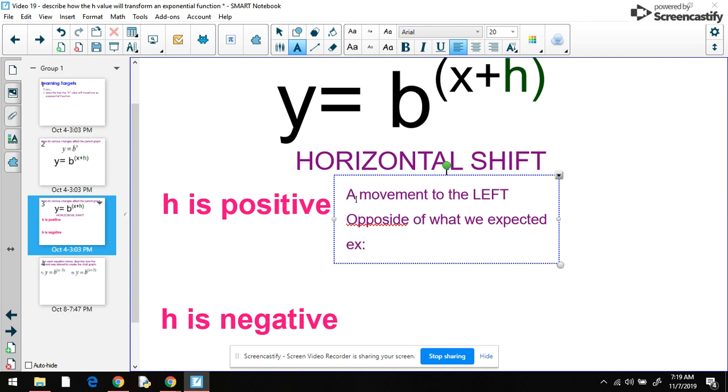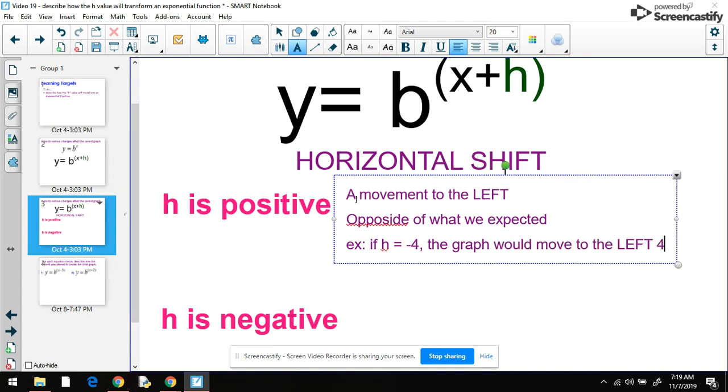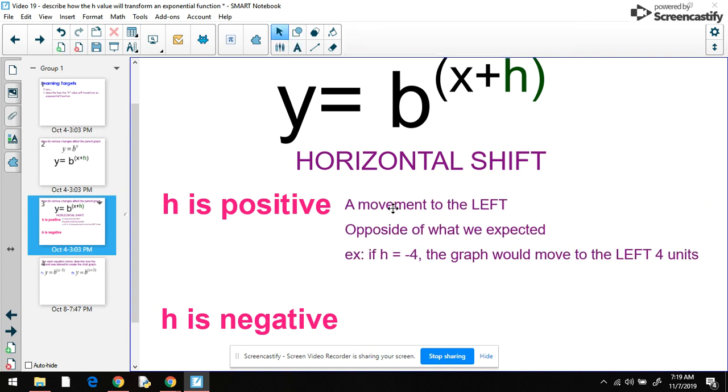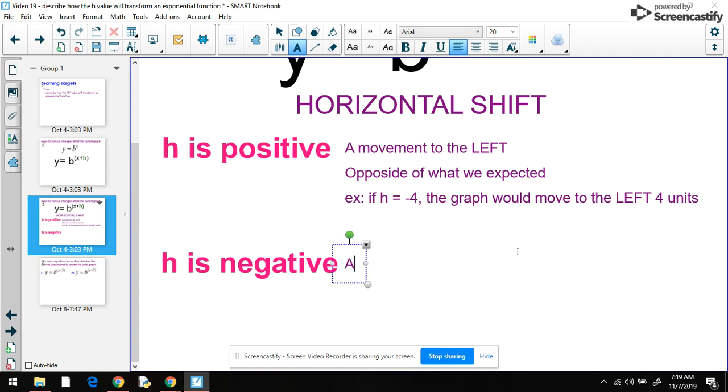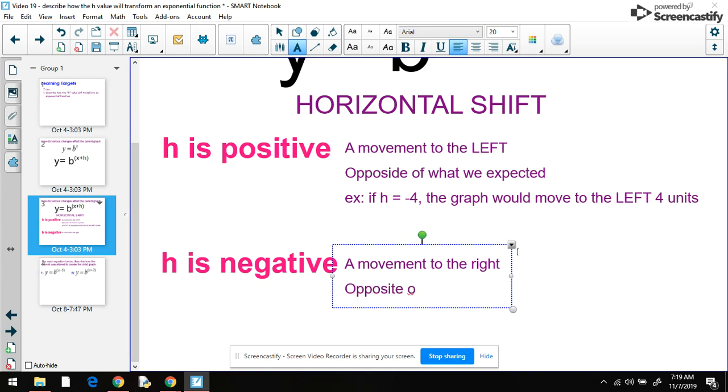So if we give an example here, if h is equal to 4, the graph would move to the left 4 units. So again, remember, this is your horizontal movement. When h is positive, it's going to move to the left, and when h is negative, it represents a movement to the right. So we're taking that whole graph and we're basically bumping it over a number of units. Again, this is the opposite of what we expected.